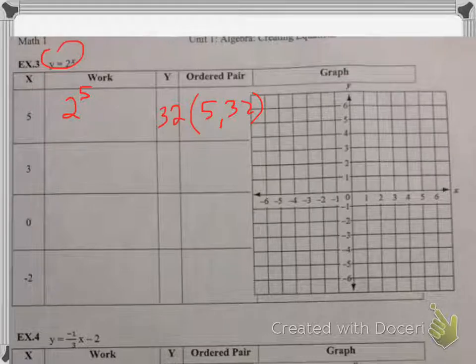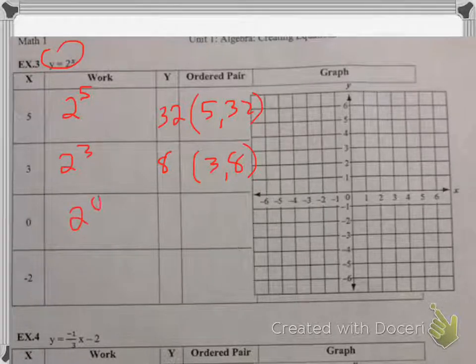My next one I'm substituting in is 3, so 2 to the 3rd power. That would be 2 times 2 times 2, which is the number 8. So I put 3 in, I get 8 out. The next one would be substituting in 0, so 2 to the 0 power. Anything to the 0 power is always equal to 1. That's a rule, so don't forget that rule. So my ordered pair is 0, 1.